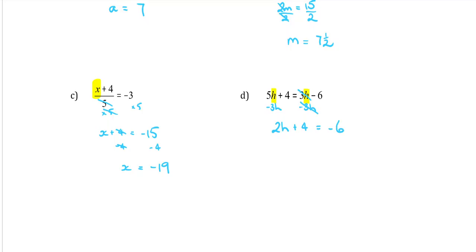So working towards that h, the next thing I need to do is minus the 4. So I get 2h equals negative 10. Then 2h here, I want to divide that 2 away. So h is equal to negative 5.